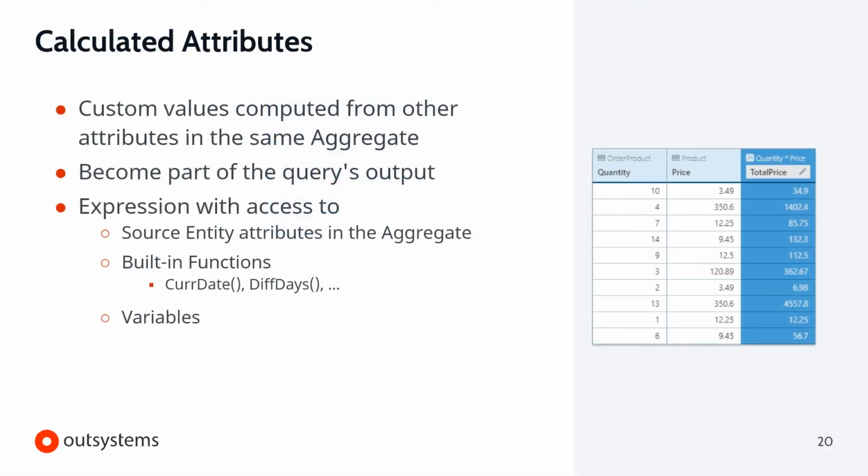Aggregates also support calculated attributes. Sometimes there's information that's not directly stored in the database, but with some combination of attributes or calculations, we can easily get that information. So, calculated attributes are custom values that we can compute from other attributes in the aggregate. This creates a new column in the output of the aggregate. These calculated attributes can be created via expressions, which have access to all the attributes in the aggregate, as well as OutSystems' built-in functions and variables accessible by the aggregate.